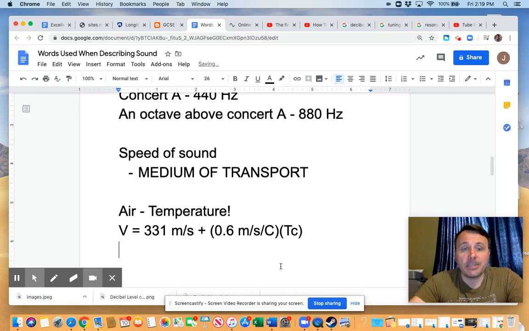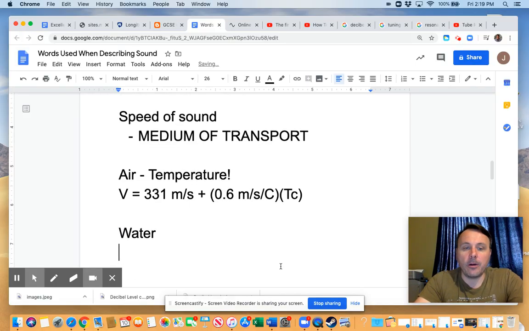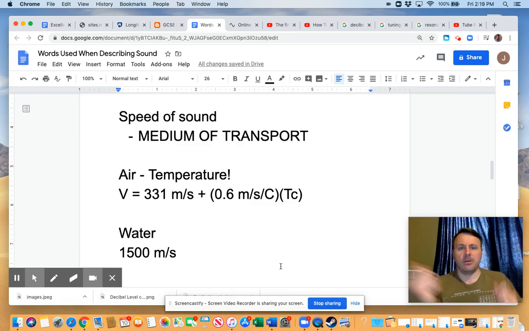Some other facts about the speed of sound. Speed of sound in water, what do you think? Higher or lower? The actual answer here, the speed of sound in water is about 1,500 meters per second. It's much faster. And people are thinking to themselves, hold on a second, but the sound sounds all garbled in water. Why is the speed of sound faster?